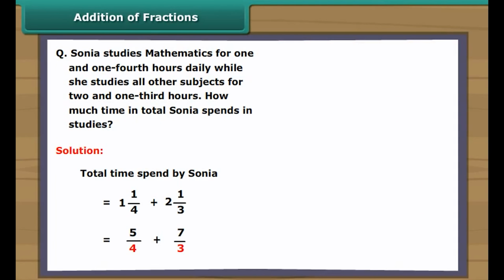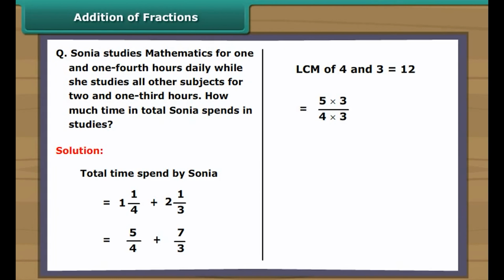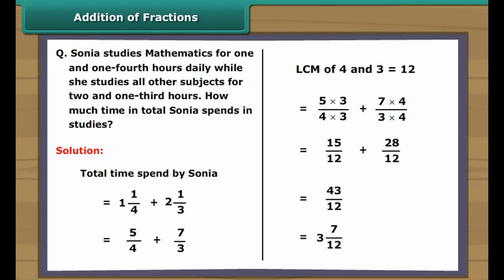Since the denominator is not same, we will take LCM of it. The LCM of 4 and 3 is 12. Therefore, 5 into 3 upon 4 into 3 plus 7 into 4 upon 3 into 4 gives 15 upon 12 plus 28 upon 12. This gives 43 upon 12. On simplifying this fraction, we get 3 and 7/12.